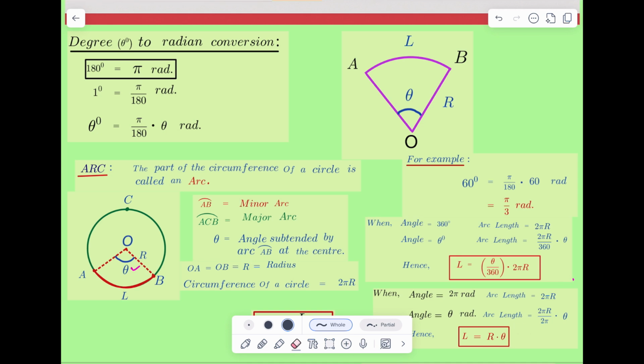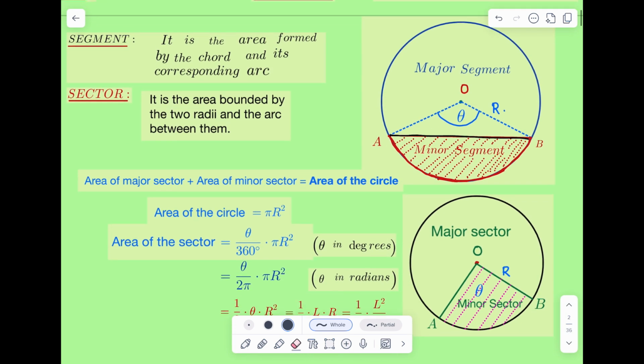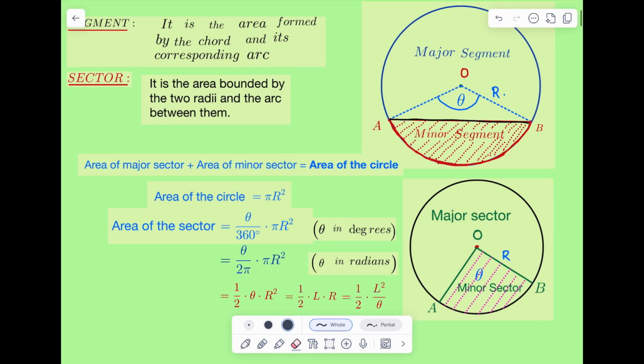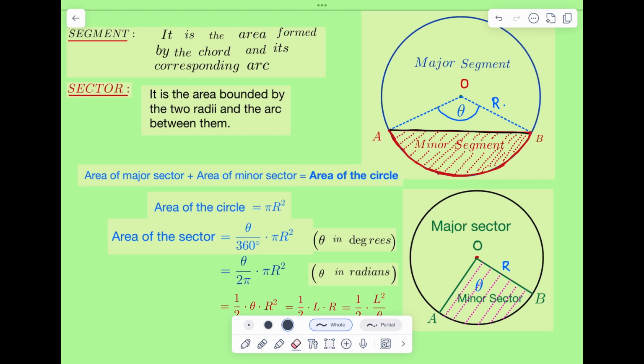Now, another concept you have to remember: segment. What is a segment? It is the area formed by the chord and its corresponding arc. If we draw a chord, we will have two arcs, one is the minor arc and another is the major arc. The area between the chord and the minor arc is called minor segment. The area between the chord and the major arc is called major segment.